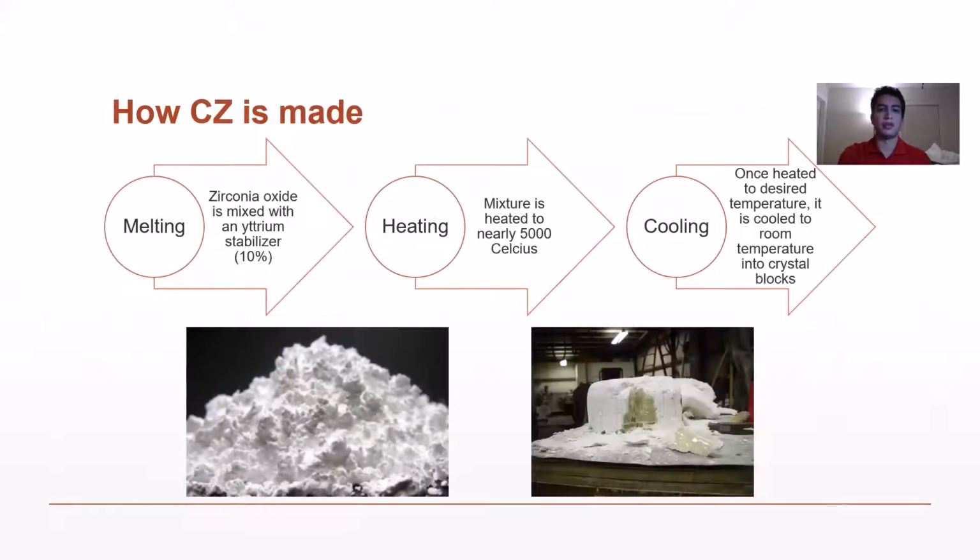Cubic zirconia is made by melting zirconium oxide with a 10% yttrium stabilizer, also with a mixture of magnesium. It's heated to nearly 5,000 degrees Celsius and then cooled to room temperature, which takes several days. Then it's broken off into blocks, which can then be shaped into crystals.